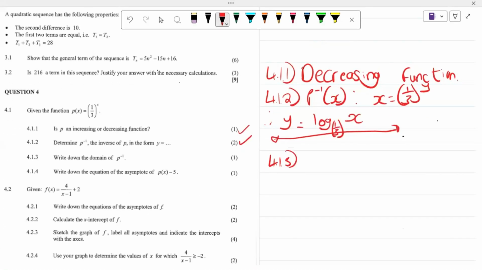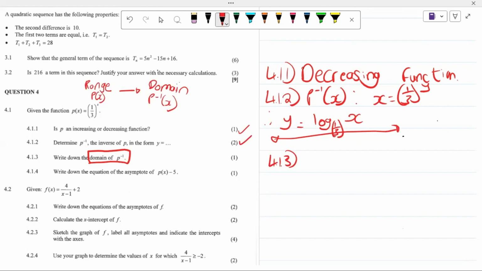4.1.3. They say now write down the domain of the inverse now, p to the negative 1. That's my inverse. So already, as we have discussed yesterday, for my p, now my original graph, let's say now my range for my original graph, for p of x, when I go to now my inverse, my range now becomes the domain of the inverse because we are swapping everything, right?